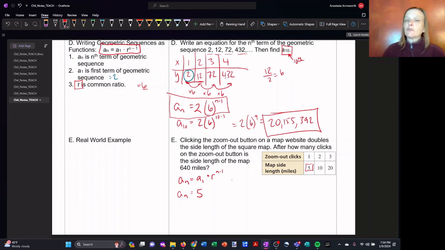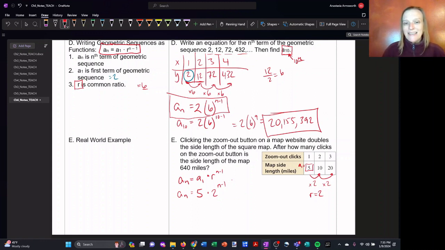I'm leaving a sub n alone, just like I would the y value in an equation. Now, for my common ratio, I need to find out what's happening to this value each step in the sequence, and I seem to be multiplying by 2. 5 times 2 is 10, and 10 times 2 is 20. So my R value, my common ratio, is 2. My a sub 1, my first term, was 5, and my R value is 2, so I'll have 2 as my base to the n minus 1 power. And now I have an equation to help represent this mapping website.